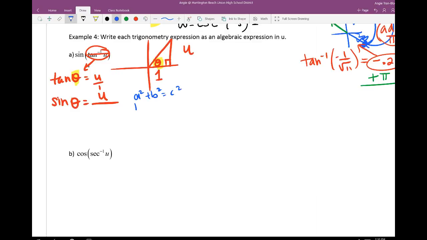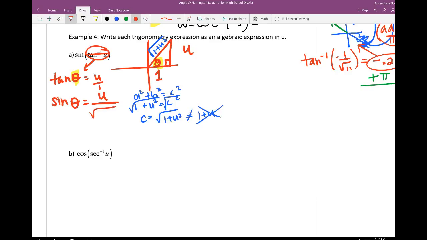A squared is 1, so 1 squared is 1. B squared is u squared, equals c squared, unknown. To solve for c, you take the square root of both sides. So c equals the square root of 1 plus u squared. In no class is this equal to 1 plus u, never, ever. So now I know what the hypotenuse is.